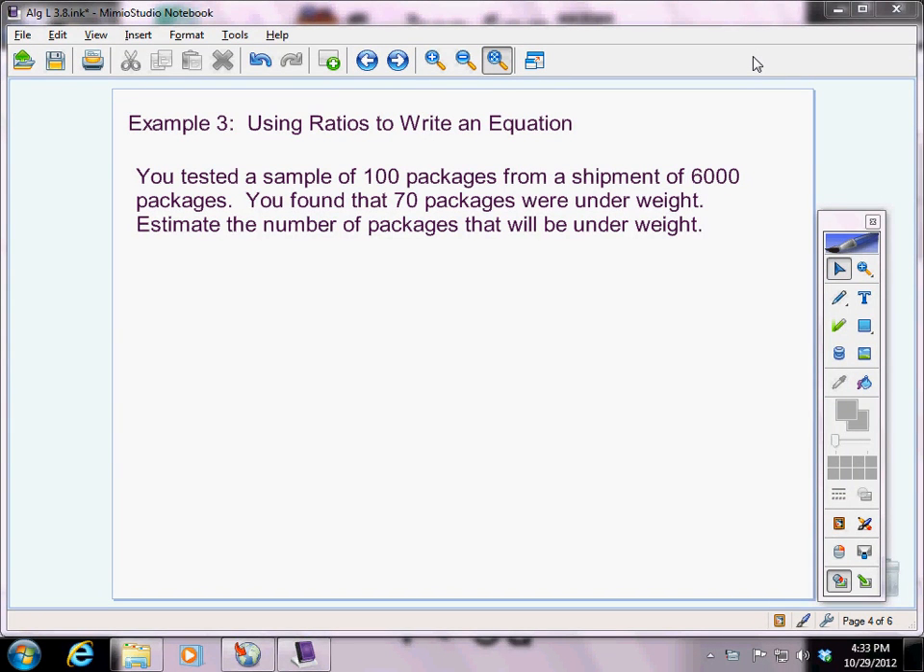Let's use a ratio to write an equation. When we use a ratio, we can set up a proportion. So let's look at this example.